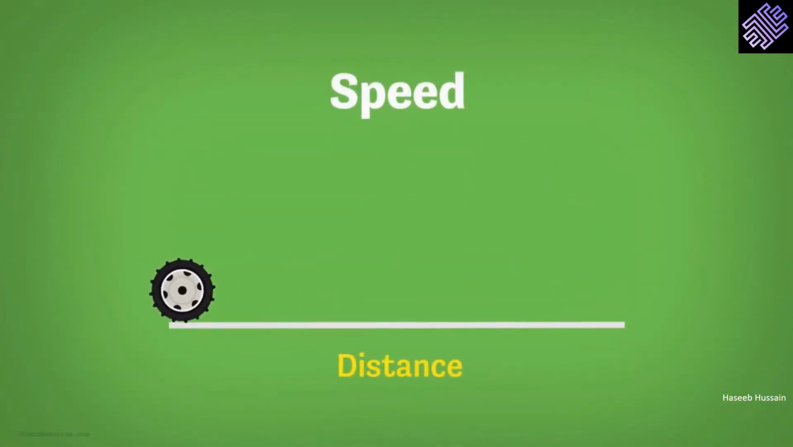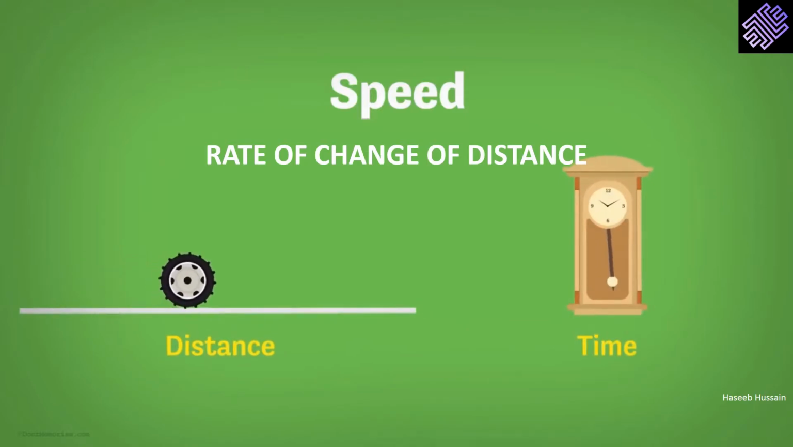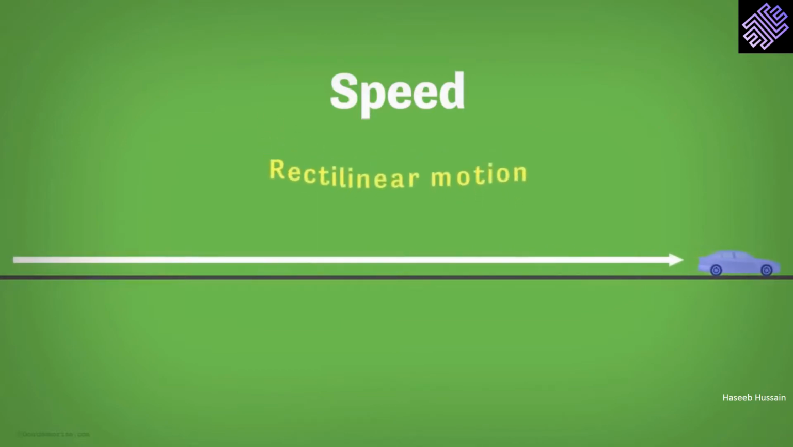Speed is the ratio of the distance covered by the object and the time it took for that motion. It is also defined as rate of change of distance. Let's say a car is moving on a straight road. Can you state the type of motion it is undergoing? Since it is moving in a straight line, it is called rectilinear motion or linear motion.